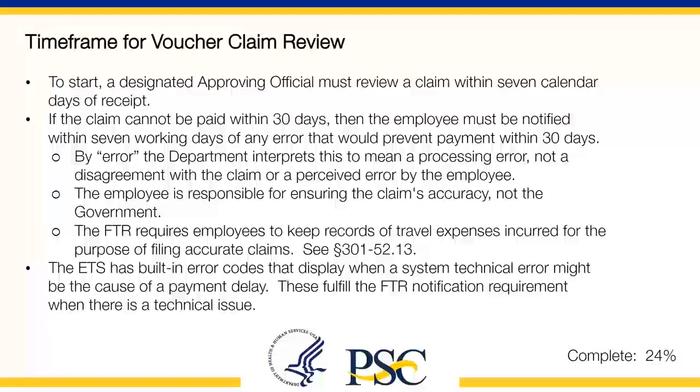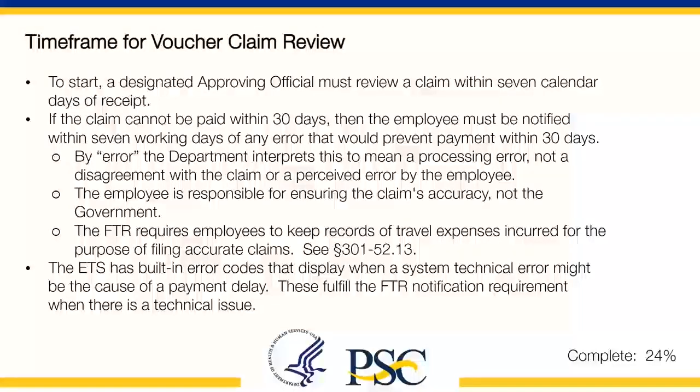To start, a designated approving official must review a claim within 7 calendar days of receipt. If the claim cannot be paid within 30 days, then the employee must be notified within 7 working days of any error that would prevent payment within 30 days. By error, the department interprets this to mean a processing error, not a disagreement with the claim or a perceived error by the employee. The employee is responsible for ensuring the claim's accuracy, not the government. The FTR requires employees to keep records of travel expenses incurred for the purpose of filing accurate claims.